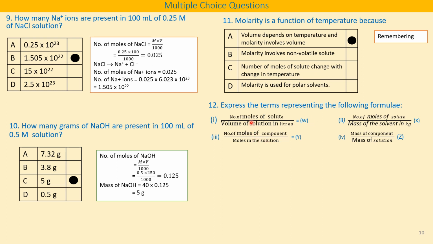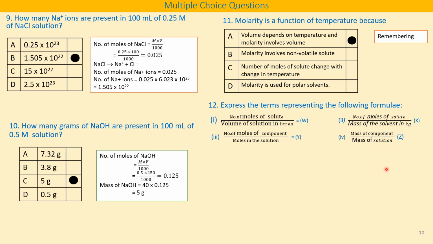Next question is to match the terms representing the following formulae. So different formulas are given. Number of moles of solute divided by volume of solution in liters, let it be W. And number of moles of solute divided by mass of solvent in kg is X. Number of moles of component divided by total moles is given as the symbol Y. And the fourth one is mass of component divided by mass of solution, Z.